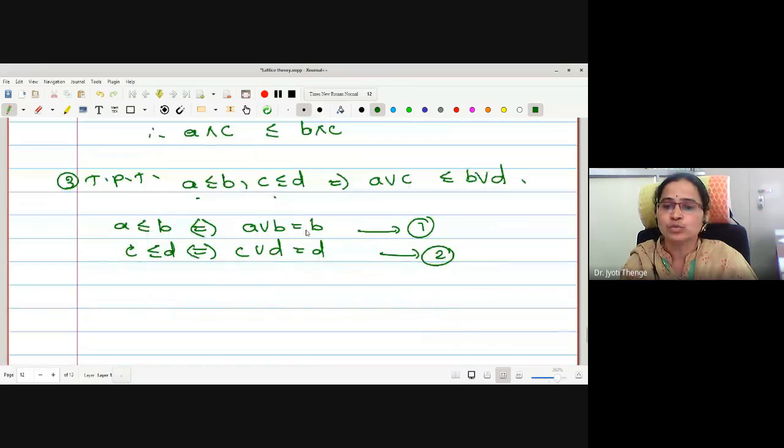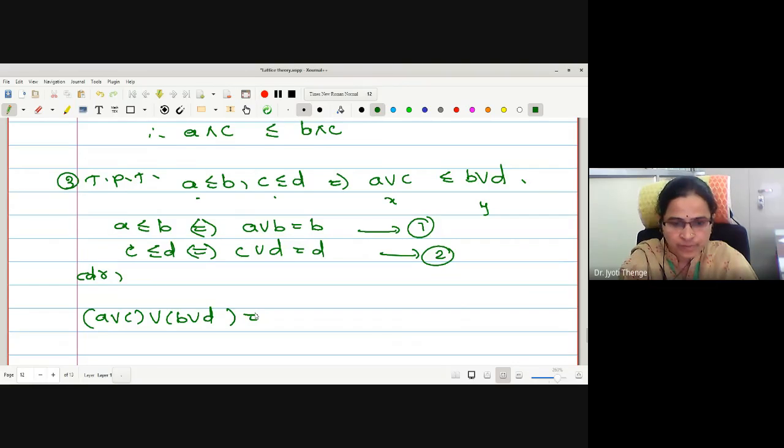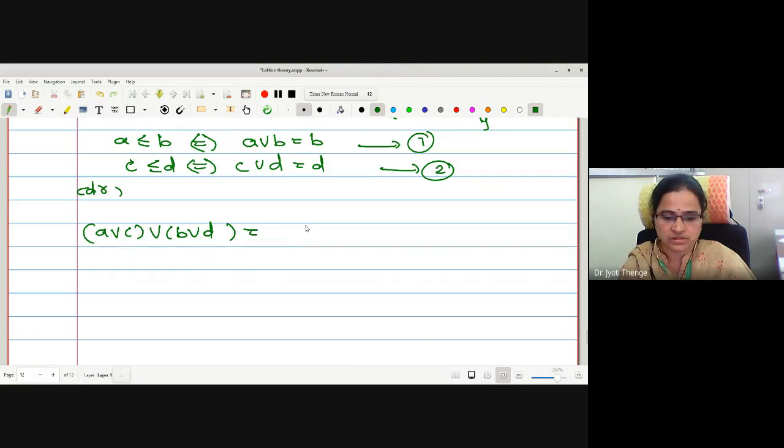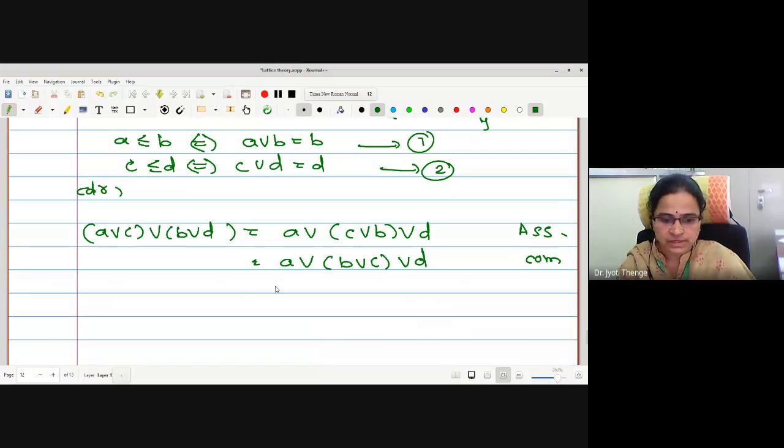Now to prove this X precedes Y, I will consider the join and we will prove the join is B join D. Consider A join C joined with B join D. Correct? Many laws with us again. If I use associative first, A join C join B join D. Associative. Then I will use commutative. B join C here. Commutative.